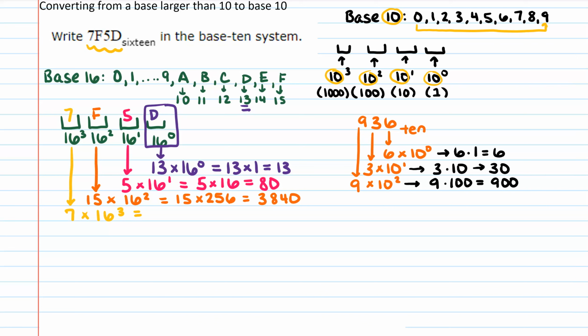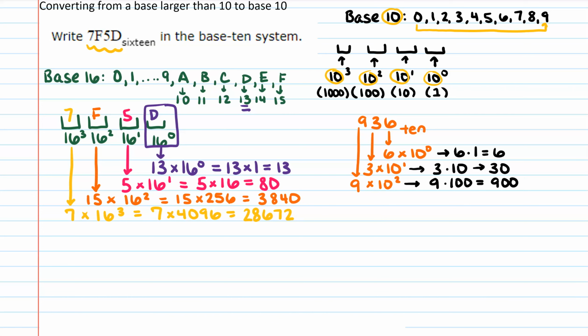And then last, we're going to do 7 times 16 cubed. So 16 cubed is 4,096. So I'm going to do 7 times 4,096, which is 28,672.